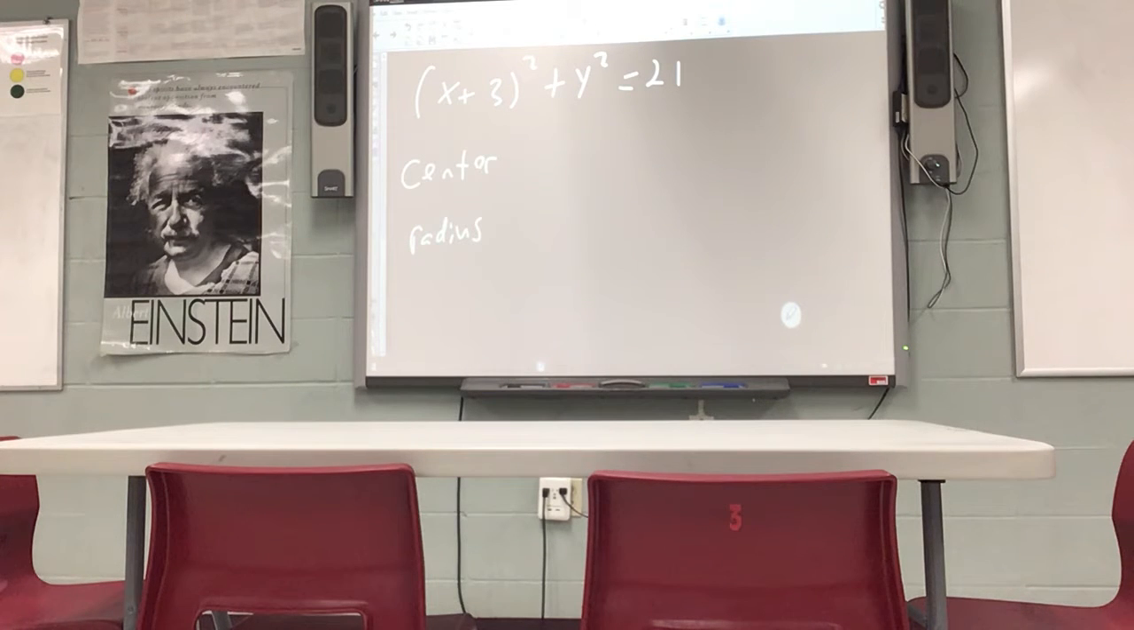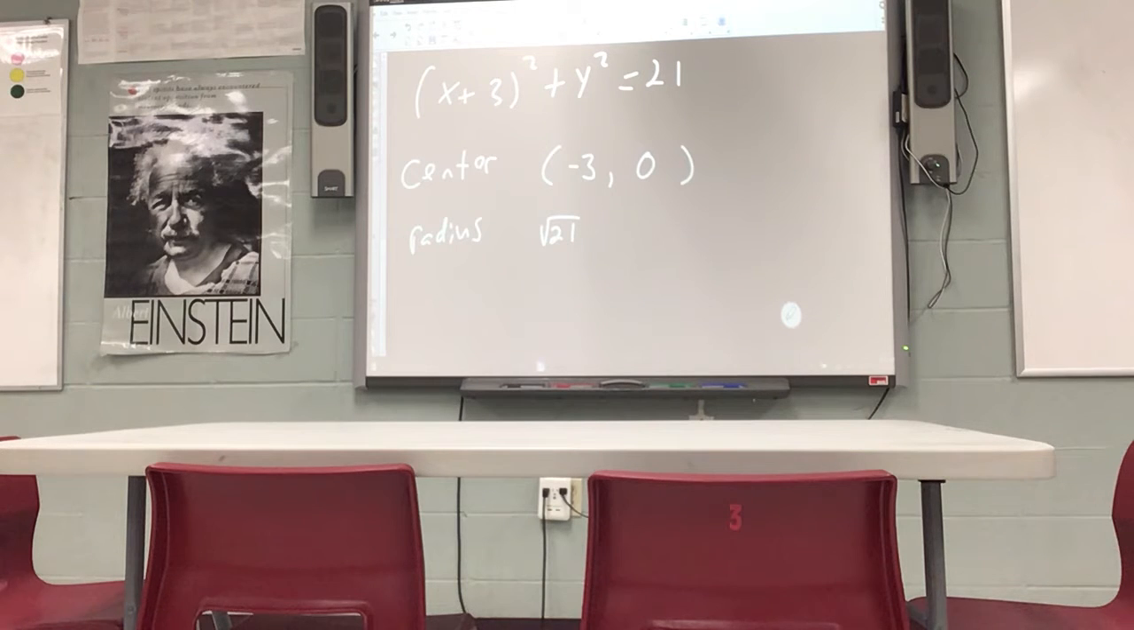What would the center be? It's always got to be an ordered pair: negative 3, very good, and then 0 because nothing's happening to the y. What would your radius be? Square root of 21. I would prefer you just leave it like that. If the directions say to round to the nearest whatever, then you could type it in your calculator, but if not, leave it like that. Those are the 2 answers you need on number 1. We good?